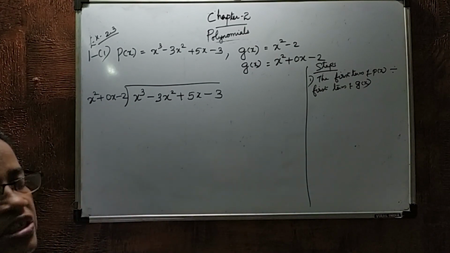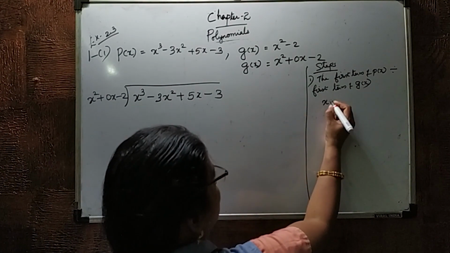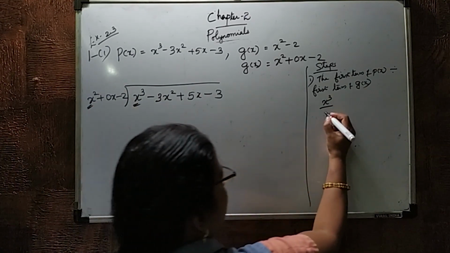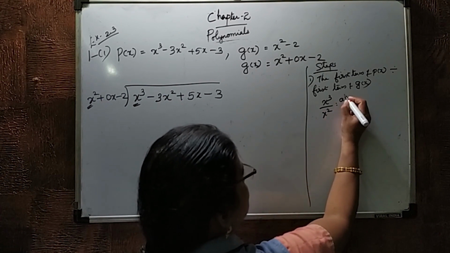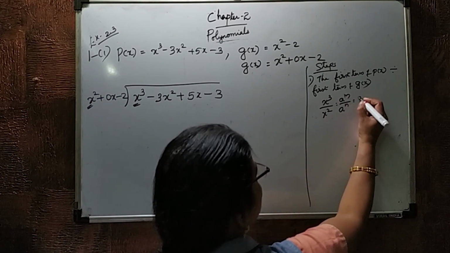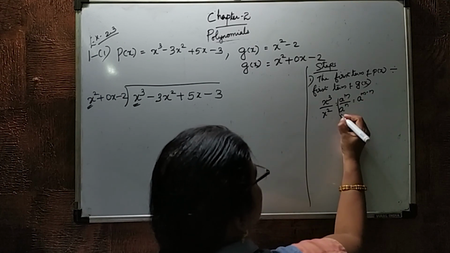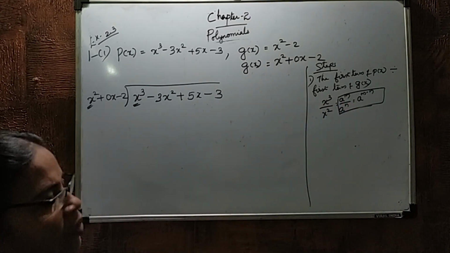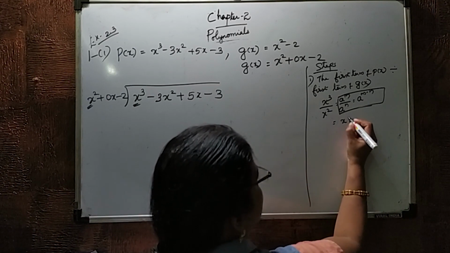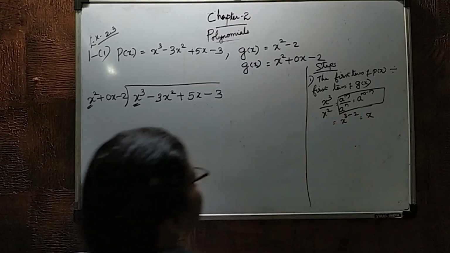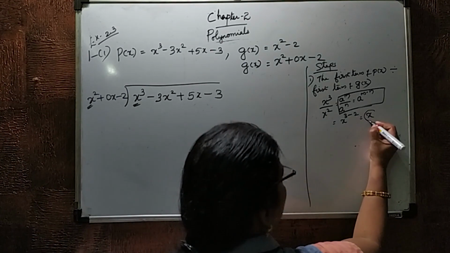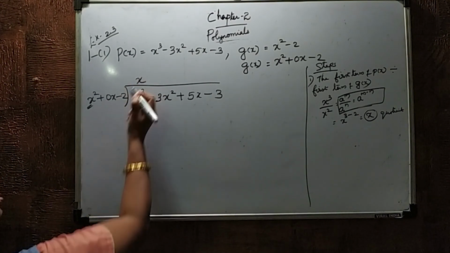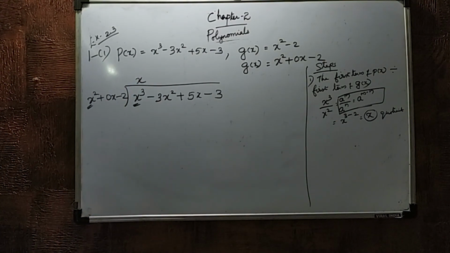Which is the first term of p of x? It is x cube, divided by the first term of g, x square. Here a raised to m divided by a raised to n is equal to a raised to m minus n. So x raised to 3 minus 2 gives the answer x. That x is the quotient. So x is the quotient here. Now, what is the next step then?